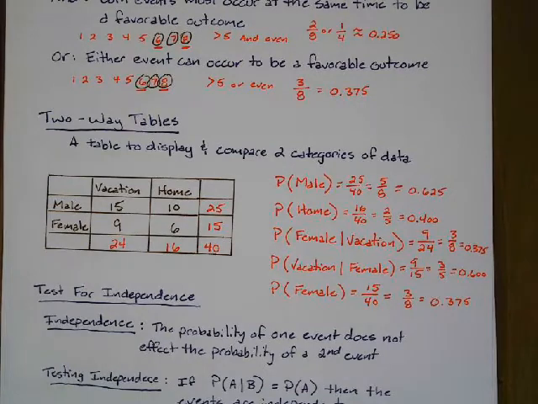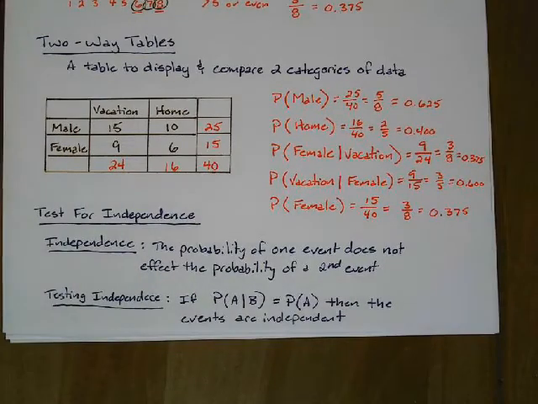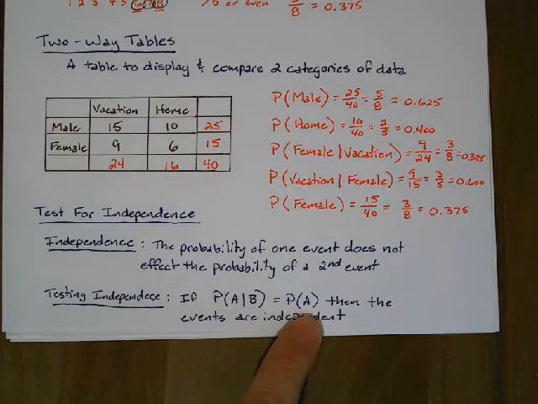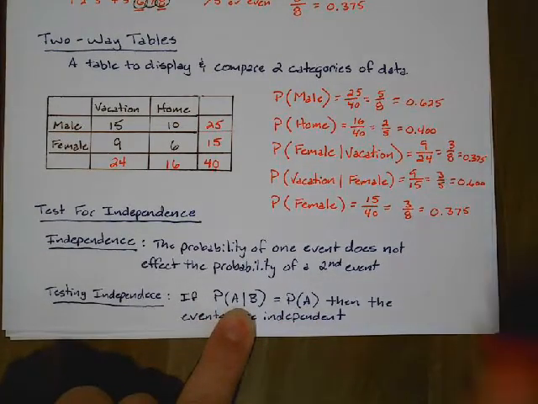All right, so that's a two-way table. Last thing that you're going to have in this set of homework is your test for independence. All right, so independence means the probability of one event does not affect the probability of the second event. And you can test if something is independent using this test. If the probability of A given that B is the same thing as the probability of A, then the events are independent. Let's go back up here and see if we can find any of these situations. So probability of A given that B equals the probability of A. So I actually do have that situation on these 2.